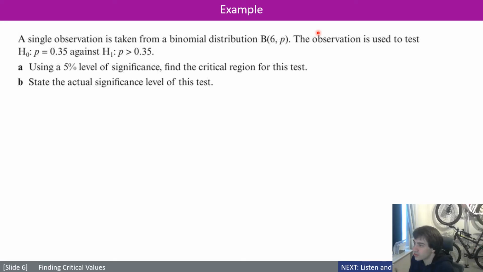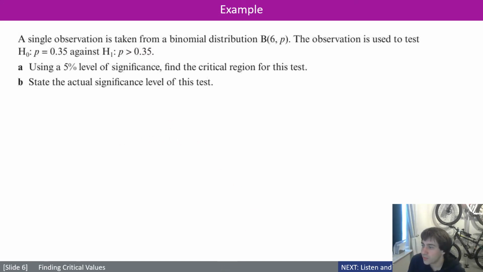What success or failure is in this context, we don't know. It could be a 6-sided die, it could be checking 6 Coke cans for sugar quantity, it could be 6 of anything, but we're doing some trial 6 times. And then we're told the observation is going to test the following hypotheses. The default is that the probability of a trial being successful is 0.35. That's your null hypothesis. The alternative hypothesis is that actually the probability is more than 0.35.